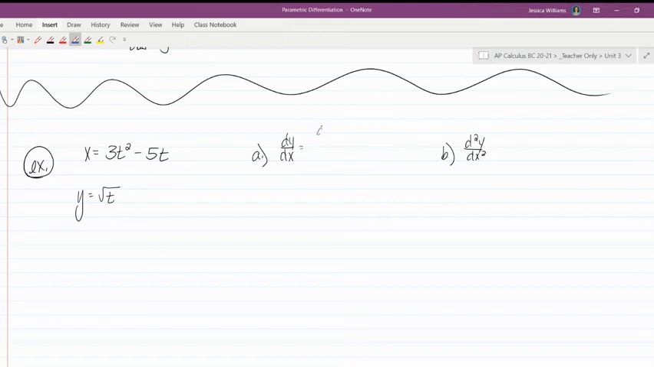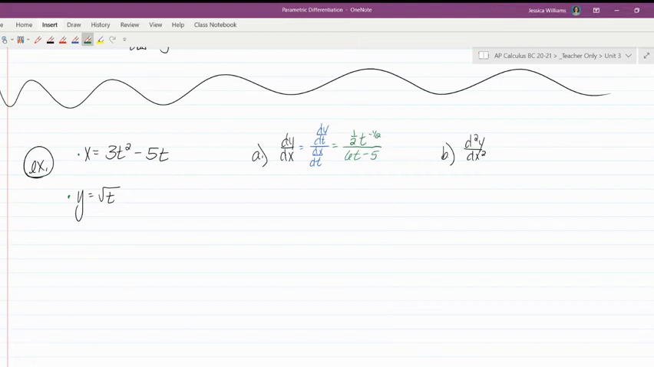So this is going to be a dy/dt over dx/dt. I can tell you one of the most common mistakes, because when parametrics are written, they're written in alphabetical order, like you write x and then y. But when you differentiate, it's got to be change in y over change in x. So one of the most common mistakes is just to be upside down. So dy/dt is 1/2 t to the negative 1/2, my goodness, over dx/dt would be a 6t minus 5.